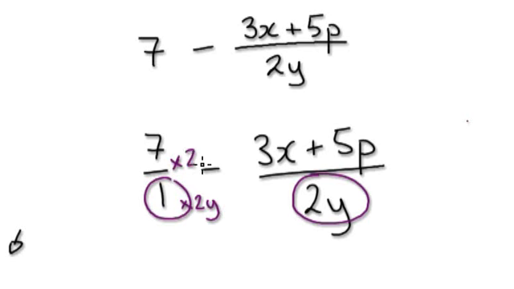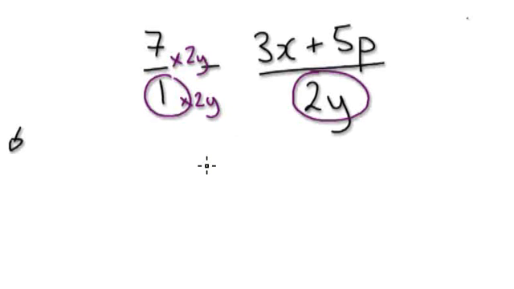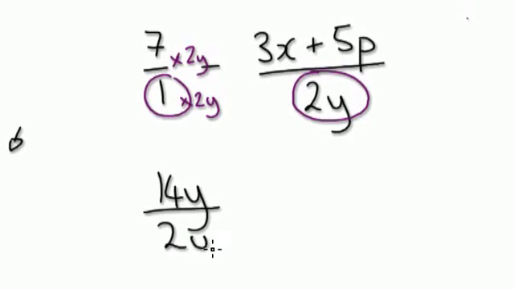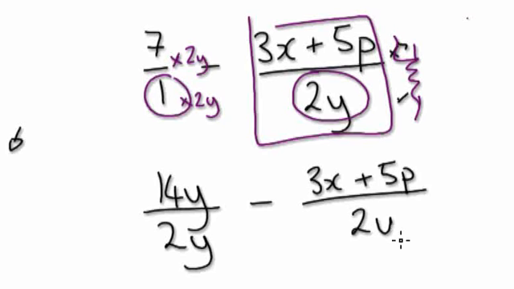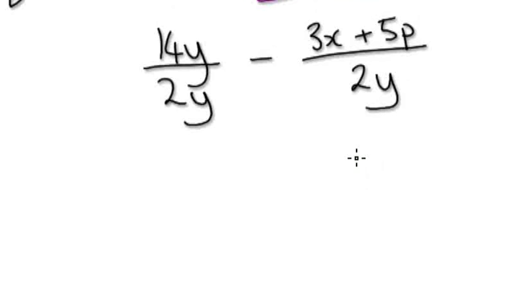So let's times top and bottom by 2y. So this here becomes 14y over 2y, and then you've got this fraction over here, which, well, times top, well, we don't need to do anything. Just leave it as it is. I was going to say times top and bottom by 1, but just leave it as it is. So it would be 3x plus 5p and then 2y down here. And now the two denominators are the same.